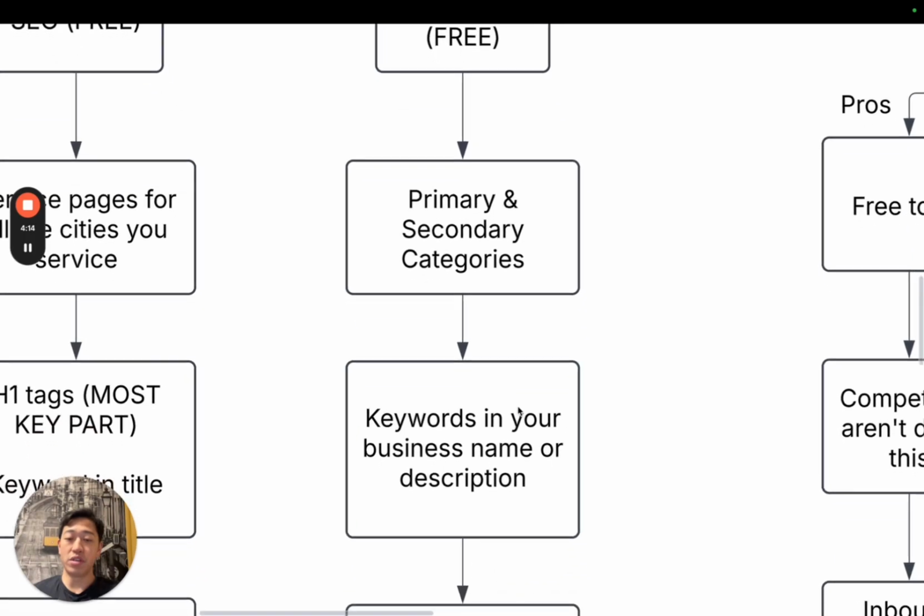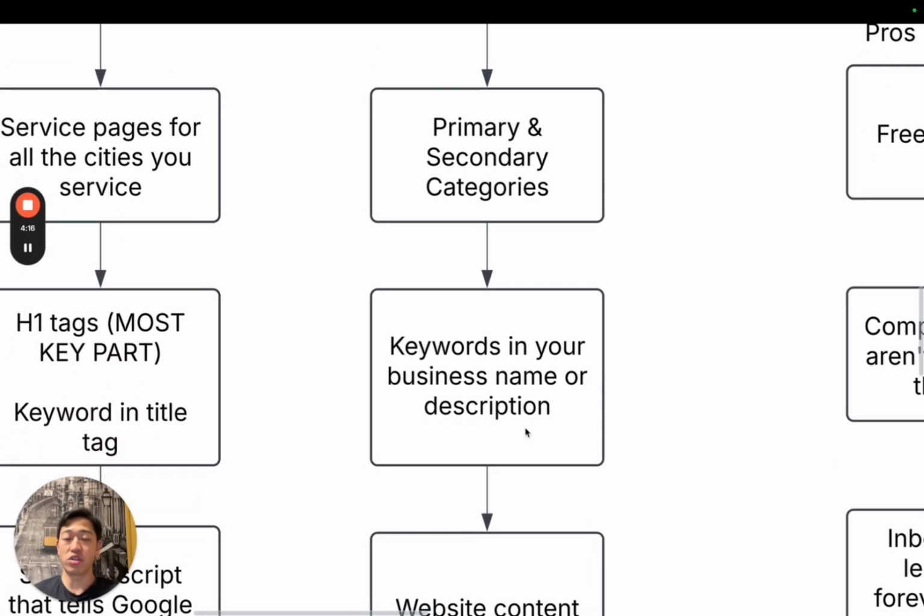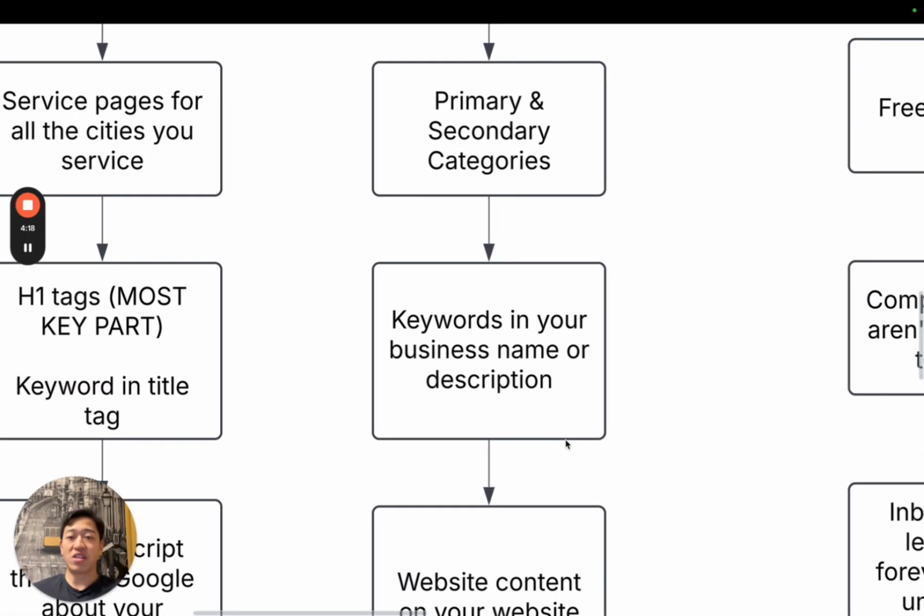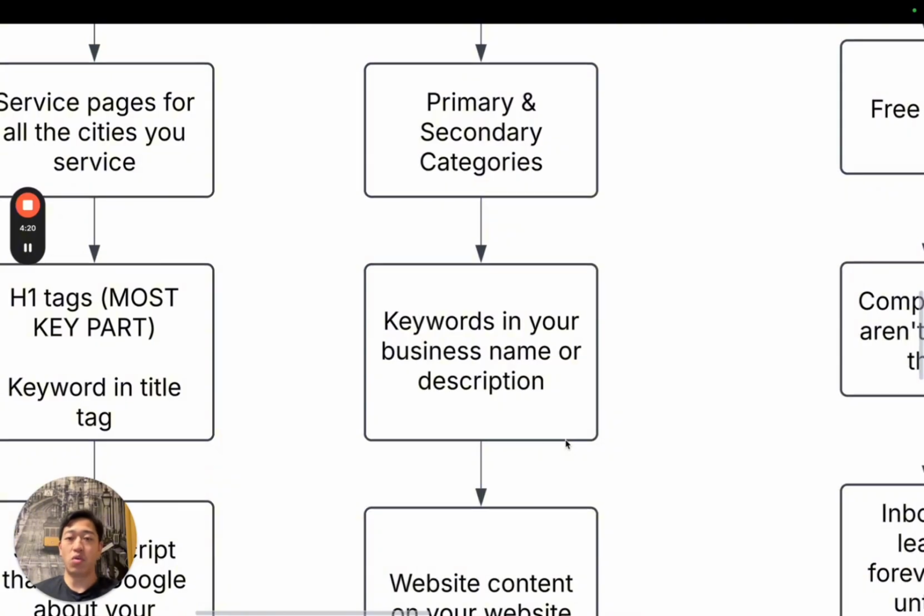And number two is the keywords in your business name or description. Here is where it gets a little bit tricky. If your LLC or your S Corp, your corporation, doesn't have that keyword in your name, you can't really put it in your Google My Business name, but you can add it to the description. So make sure whatever service you're offering, you add that to the description so Google actually knows what your company is about.